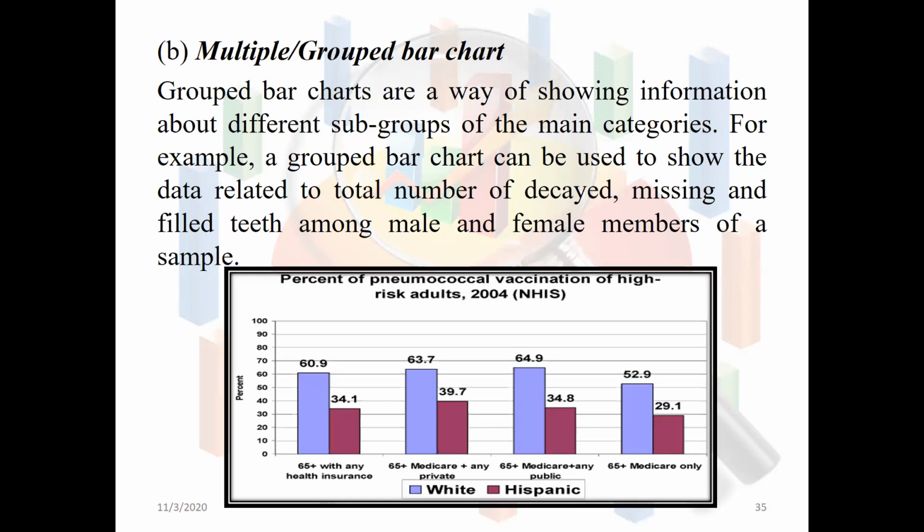Multiple grouped bar chart. Grouped bar charts are a way of showing information about different subgroups of the main categories. For example, a grouped bar chart can be used to show the data related to the total number of decayed, missing, and filled teeth among male and female members of a sample.